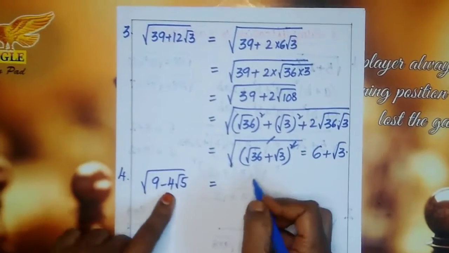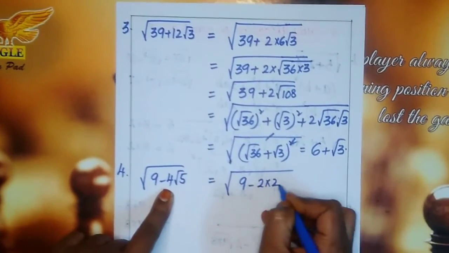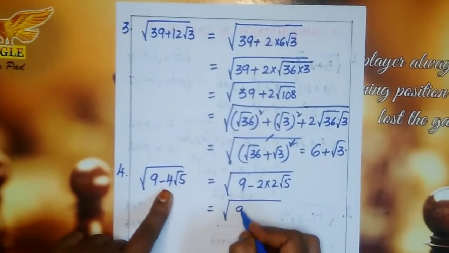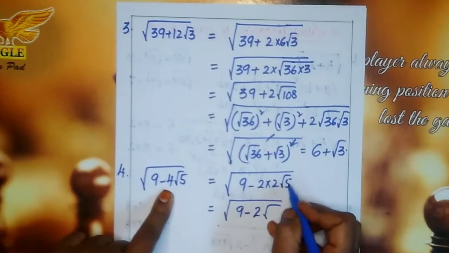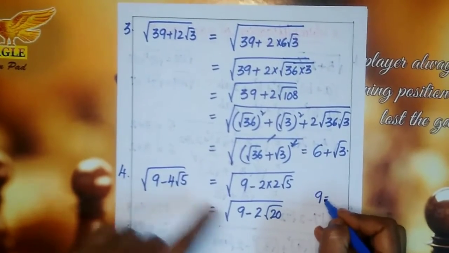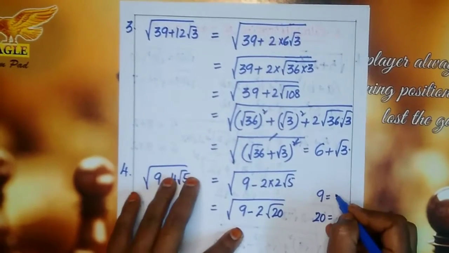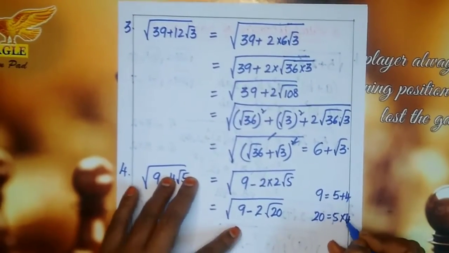Here also 4 is present. That 4 you have to split like 2 into 2. 2 into 2 into root 5. Now what you have to do? 9 minus 2 into. This 2 will go inside. 2 becomes 4. 4 5s are 20. Now you have to take two numbers whose sum should be 9, product should be 20. Sum should be 9 is nothing but 5 plus 4 and product is 5 into 4.